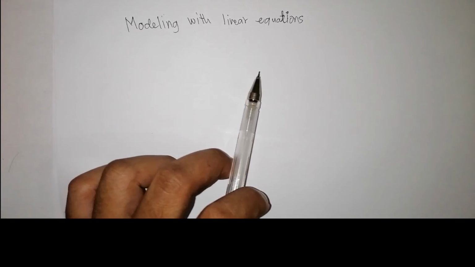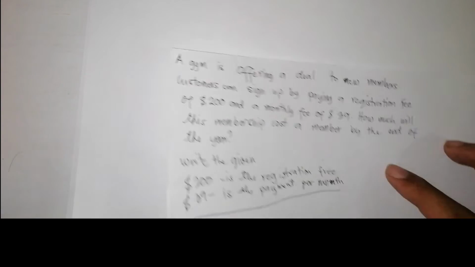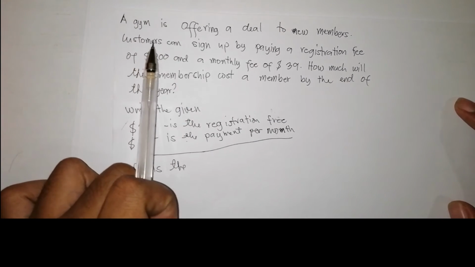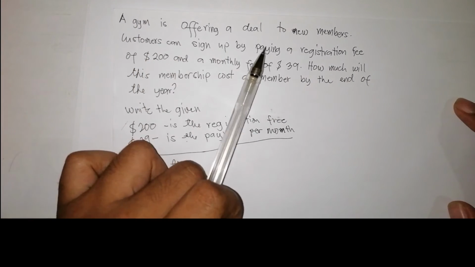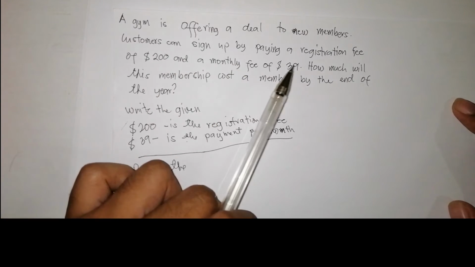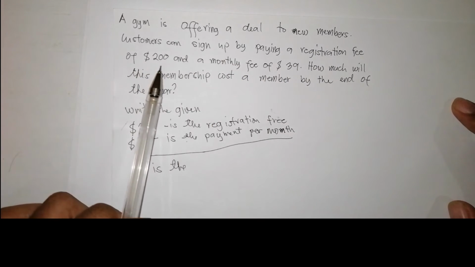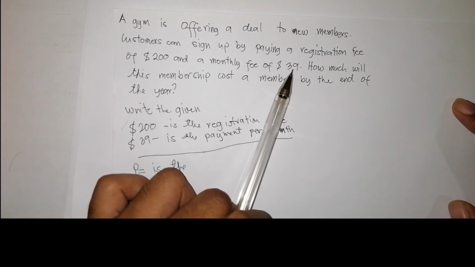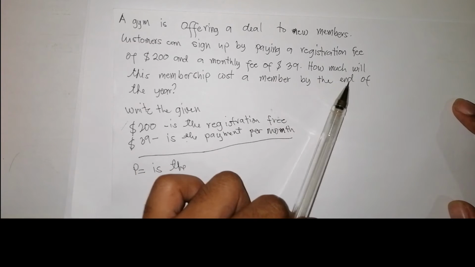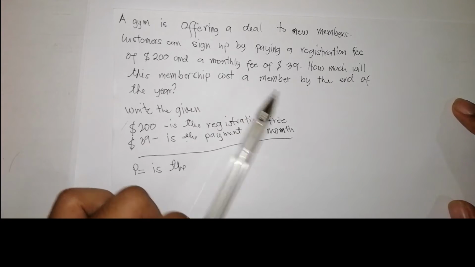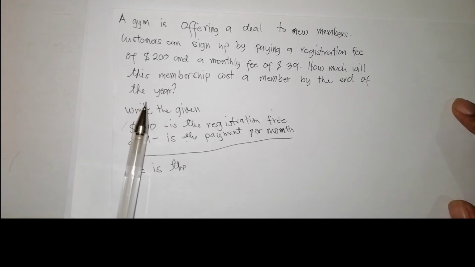Our topic for today is modeling with linear equations. So here is the problem. A gym is offering a deal to new members. Customers can sign up by paying a registration fee of $200 and a monthly fee of $39. So here is the question: how much will the membership cost a member by the end of the year?